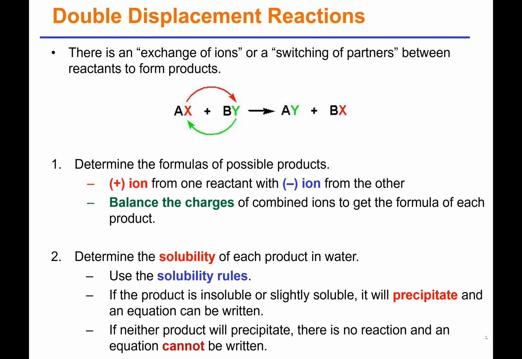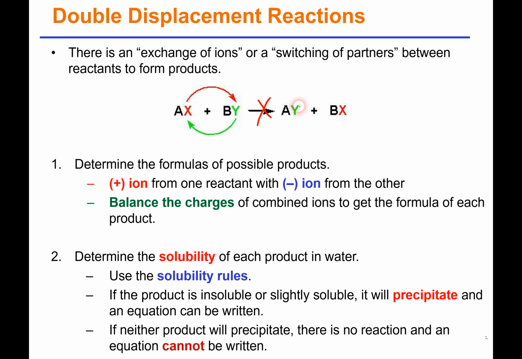Number 2, determine the solubility of each product in water. So you want to use your solubility rules. And if the product is insoluble or slightly soluble, that will be a precipitate, in other words, a solid. And if neither will precipitate, there's no reaction, an equation cannot be written.